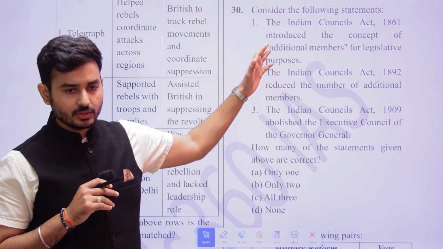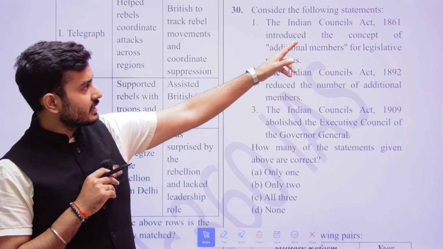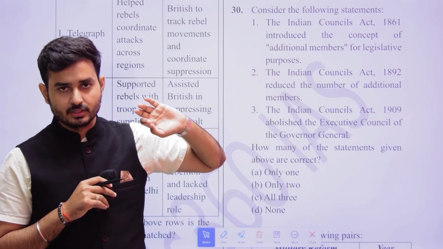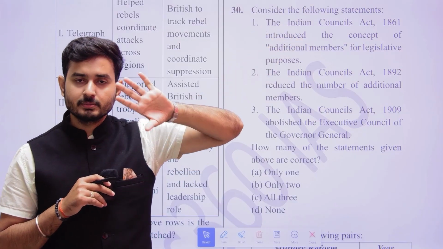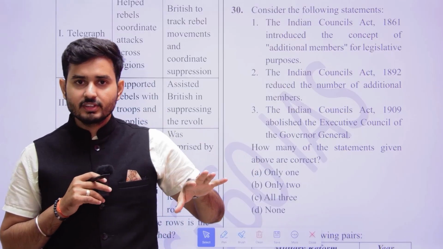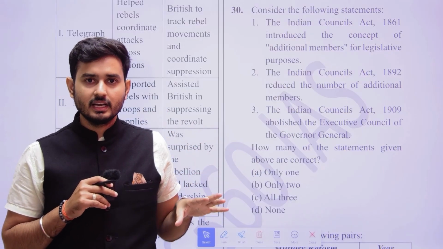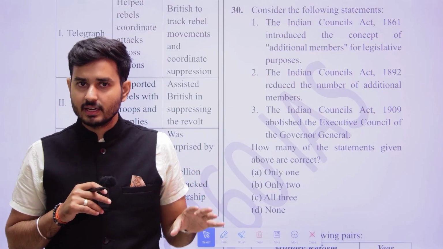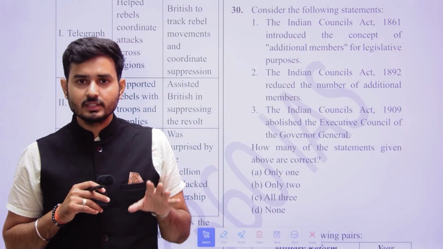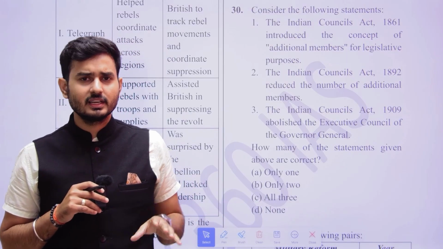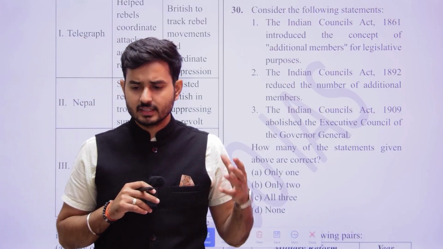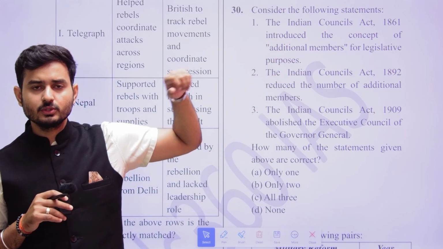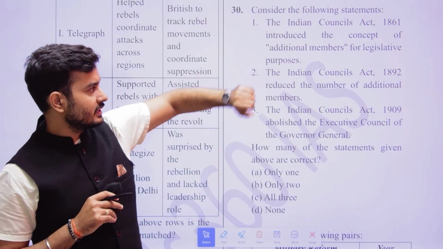Now here, what do you understand? The Indian Councils Act of 1861 introduced the concept of additional members for legislative purposes. Just think, after 1858, the Britishers had realized that they could not rule India without the help of Indians. So they decided to bring a new Councils Act, and in that Councils Act, they would introduce Indians as a part. So the first statement is correct.